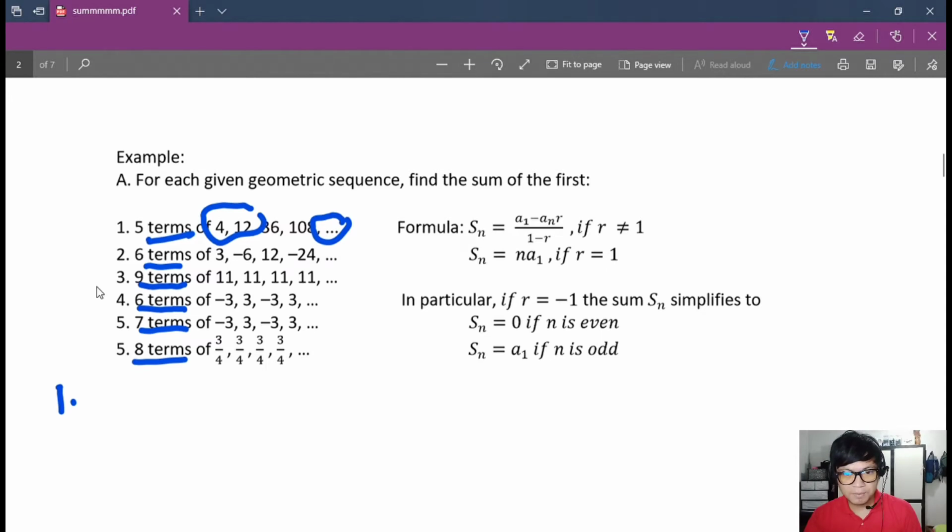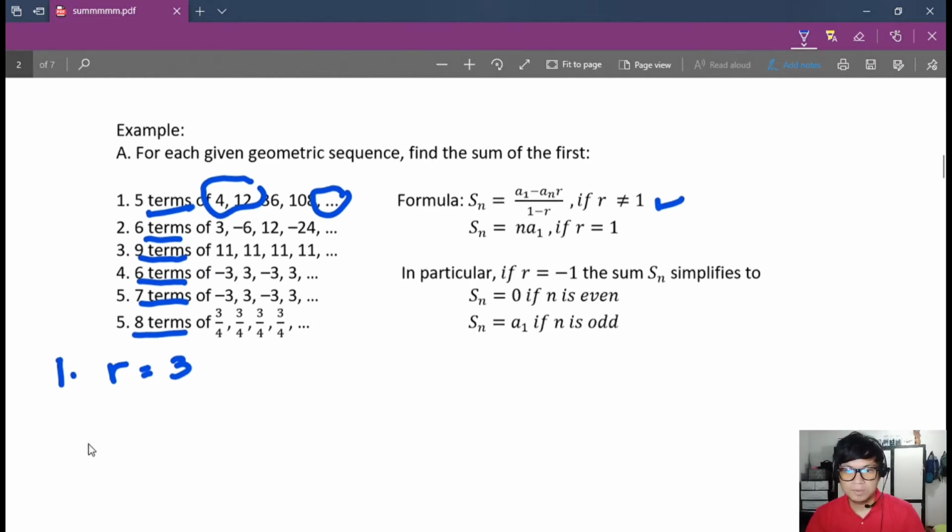is 3. So which formula will we use? We will use the first one, because 3 is not equal to 1. So we have S of 5 terms is equal to the first term, which is 4, minus the last term, a sub n.